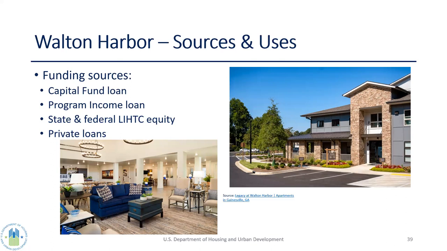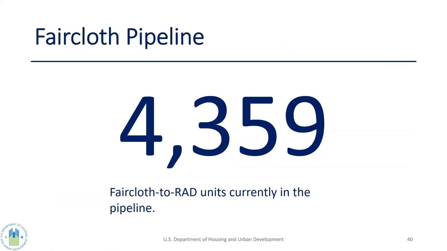They're very close to closing on phase two, which is also Faircloth-to-RAD, with a similar income mix of about 81 units, partially deeply assisted through the Faircloth-to-RAD assistance. Right now, this is one of exactly 4,359 units currently in the pipeline for Faircloth-to-RAD. They're in various stages of this pipeline.